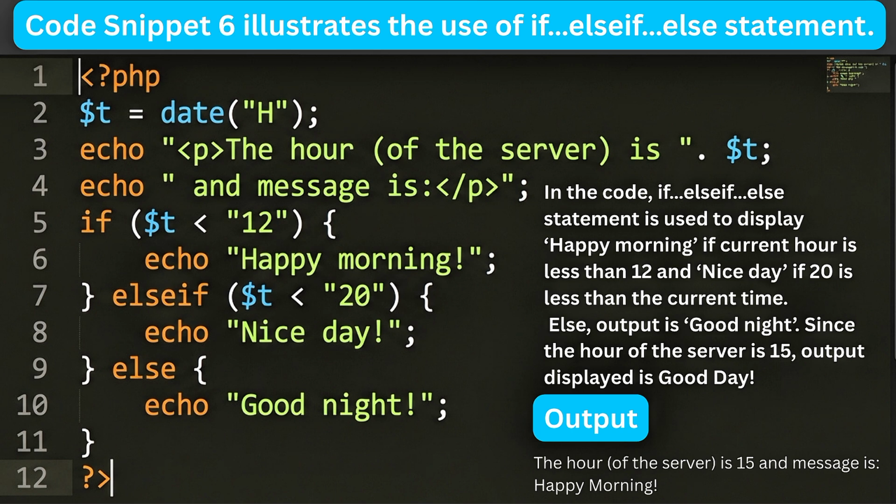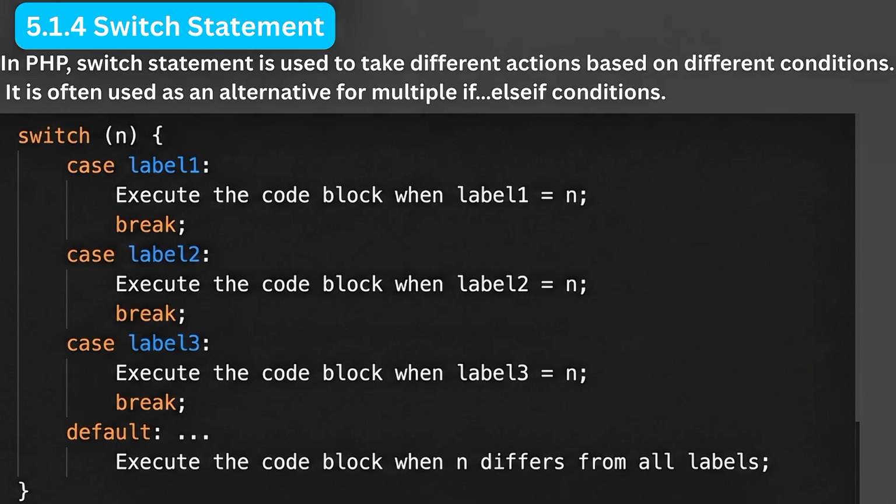This example demonstrates how multiple conditions help your code choose the correct output depending on the current situation. It also shows how easy it is to make your PHP programs dynamic and time-aware using simple conditional logic. Now that we've explored the if, elseif, and else statements in detail, let's move to another powerful decision-making tool in PHP called the switch statement.